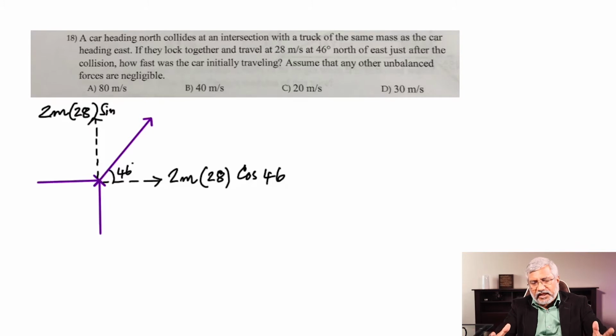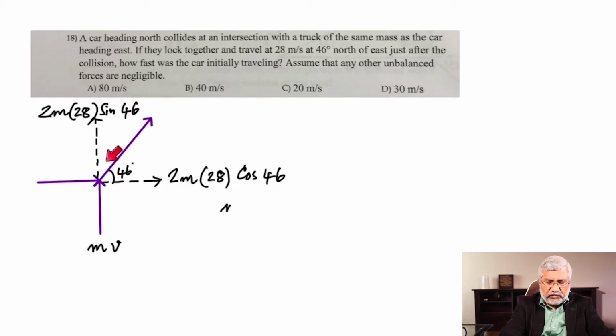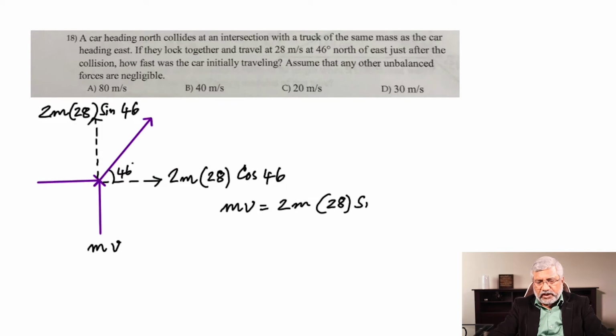And once we get that, by the conservation of momentum, we know that this final momentum must be equal to the initial momentum along the y. Same thing with the x. These two must be equal. That is why I put m times v is equal to this.